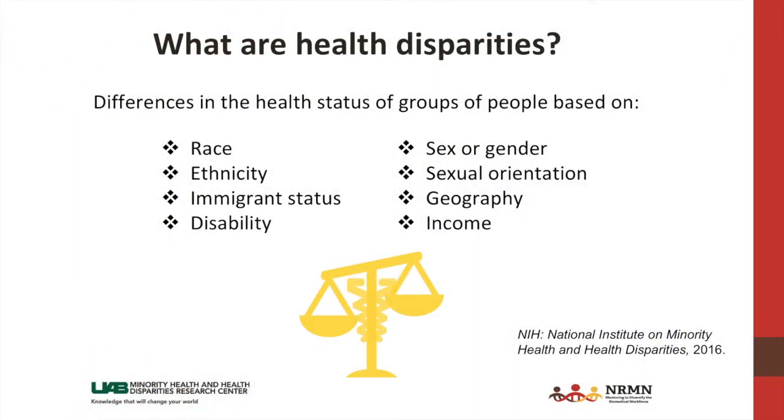Thank you, Anne. So today we're going to talk about health disparities and what's the definition of health disparities and what factors impact health disparities. So health disparities is the difference in the health status of groups of people such as race, ethnicity, immigrant status, sex and gender, sexual orientation, income, and also geography.